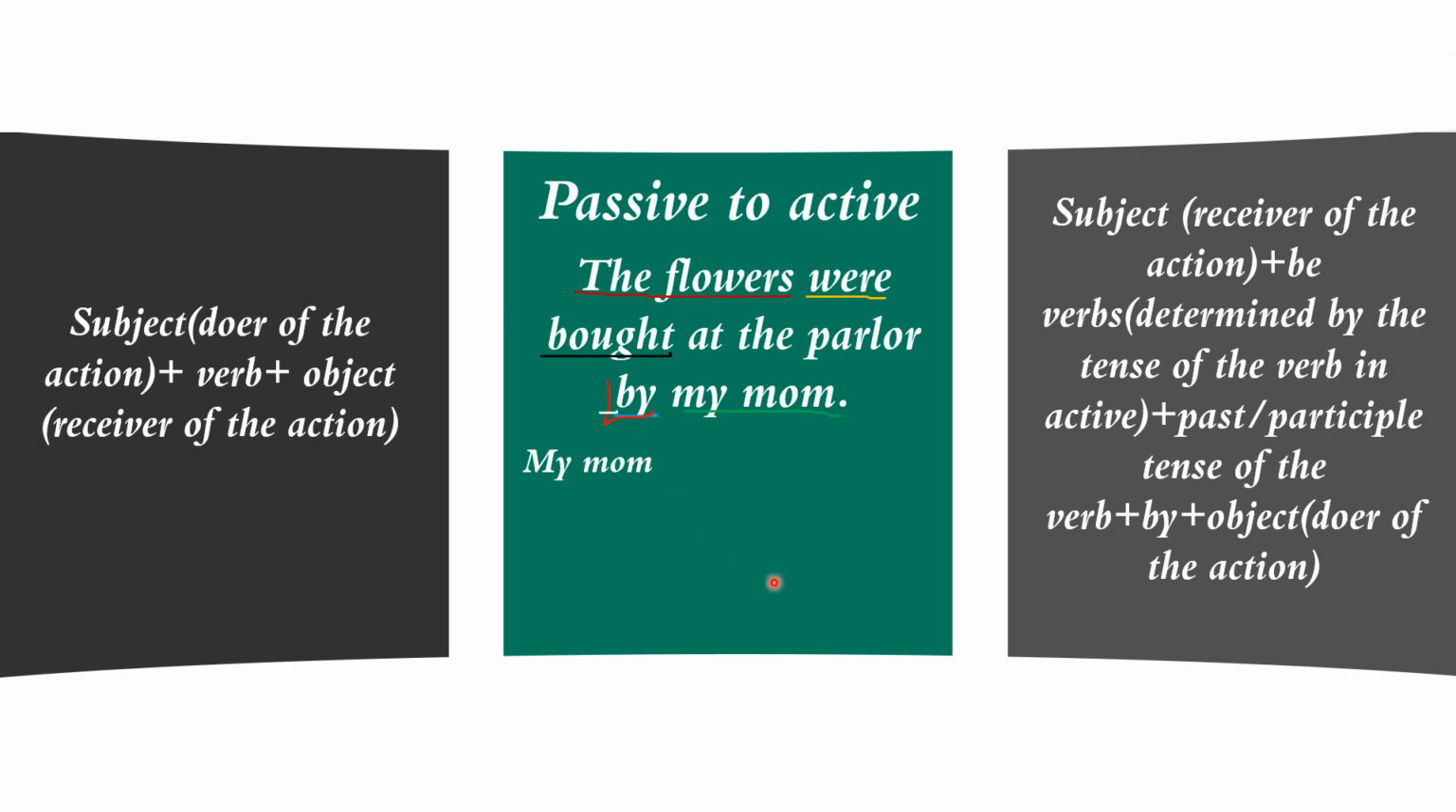So my mom, what follows the subject is the verb, which is bought, and the last one is the receiver. The last part of our formula is the receiver of the action, or who or what the action was being done for, and the answer is the subject of the passive, which is the flowers.